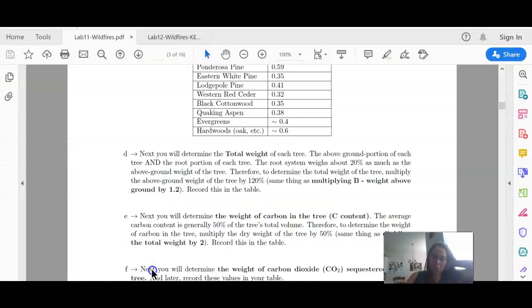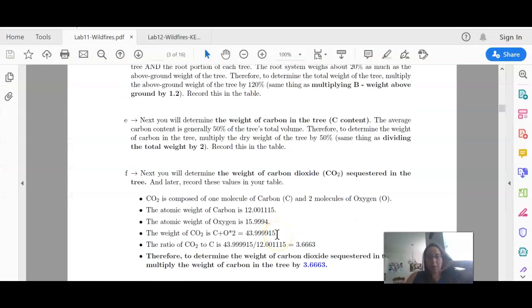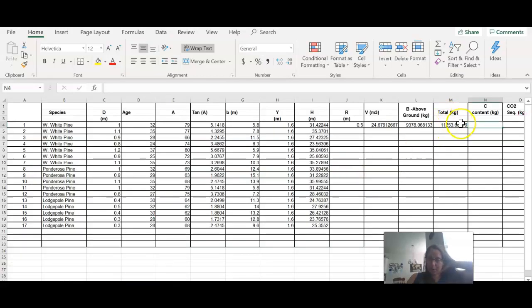All right, next question. So we have E. Next, you will determine the weight of carbon in the tree, which is the C content as the table refers to it. The average carbon content is generally 50% of the tree's total volume. The rest of the weight, just for your information, is taken up by all sorts of other elements, by water, by air, by all sorts of other things. So about 50% is carbon, the rest is other stuff. Therefore, to determine the weight of carbon in the tree, simply multiply the dry weight of the tree by 50%, which is the same thing as dividing the total weight of the tree by 2. So we're going to go ahead and do that. We have a total weight right here for the tree, and we simply want to divide it by 2. That's going to give us the weight of the carbon.